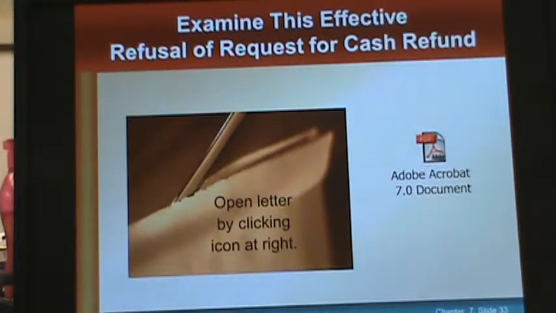And you can click on these in your slides and you'll get an example of an effective refusal of request for cash refund. So they call it want a cash refund, or they write in wanted a cash refund. And if you click on the 7.0 document, the PDF file, it will pop up as an actual effective refusal. So it's a good example to go by.